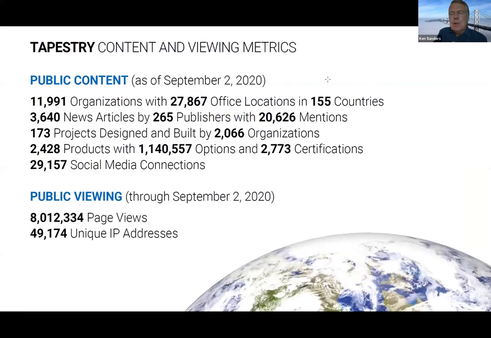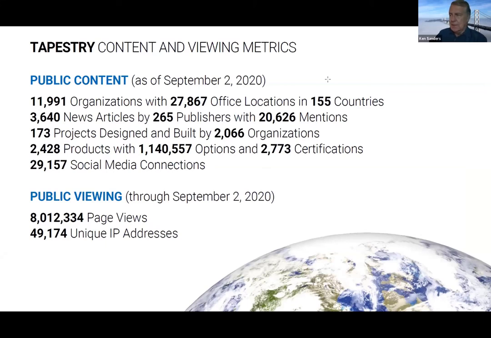Okay. People often ask me, well, what's on Tapestry? You know, how much stuff is there? I think we're just scratching the surface. This is the public content that is currently on Tapestry. We're coming up close to about 12,000 global organizations, over 3,600 articles, approaching 200 different projects designed, but again, by over 2,000 organizations. All of those organizations have their roles assigned to those projects, a couple thousand products, and then all the organizations have social media connections within Tapestry as well.